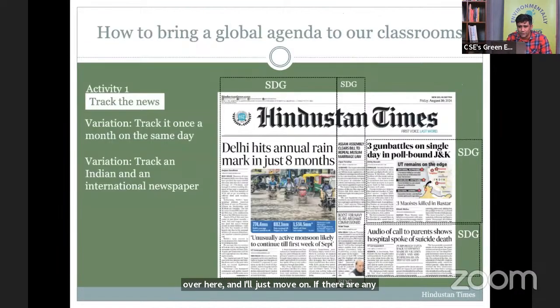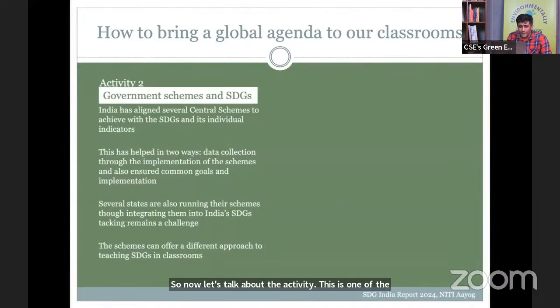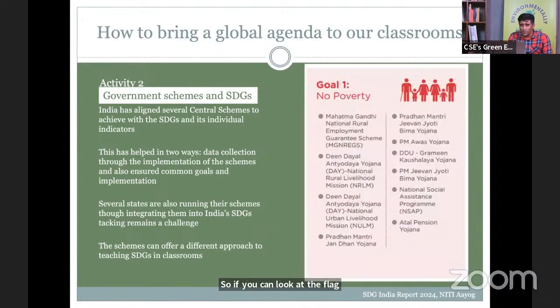So now let's talk about the activity. This is one of the activities that we've already gone through. The second activity is, India is measuring its SDG progress in bulk of the places through the government schemes that it has brought out. So if you look at the flagship government schemes, you can also see whether they are making progress in SDGs. So what I've done on the right is, for no poverty, I'll just quickly go through.